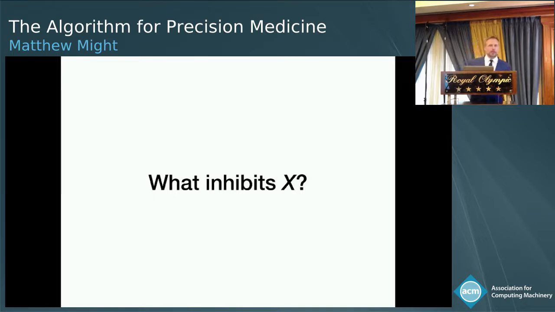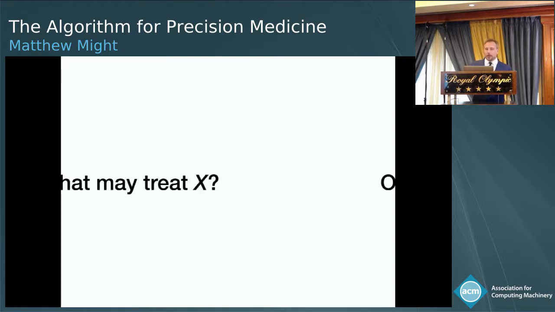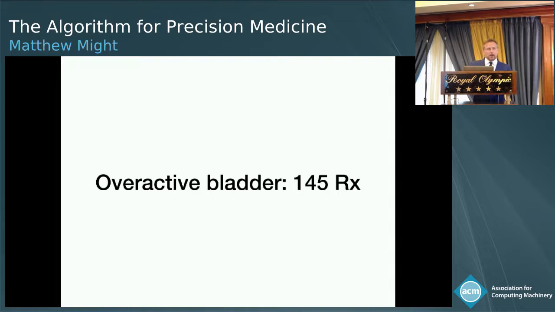So you can ask the system very low-level questions, like at a molecular level, what is an inhibitor for gene X? And it can go off and try to find these, directly or indirectly. Or you can ask it very high-level questions, like what might be a treatment for some disease X? And it will go off and hypothesize. For example, if you ask it about overactive bladder, it will say there are 145 potential treatments that it can think of, which is actually much more than most urologists can come up with. It really has deep insight at this point.